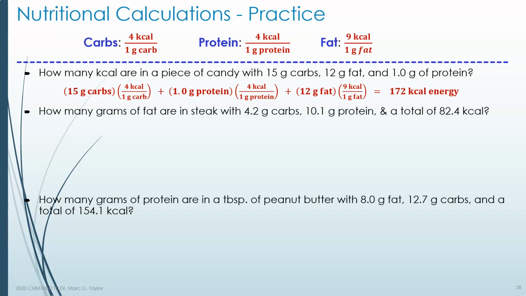So look at this next problem. How many grams of fat are in steak that has 4.2 grams of carbs? So a moderate amount of carbs, not an enormous amount.